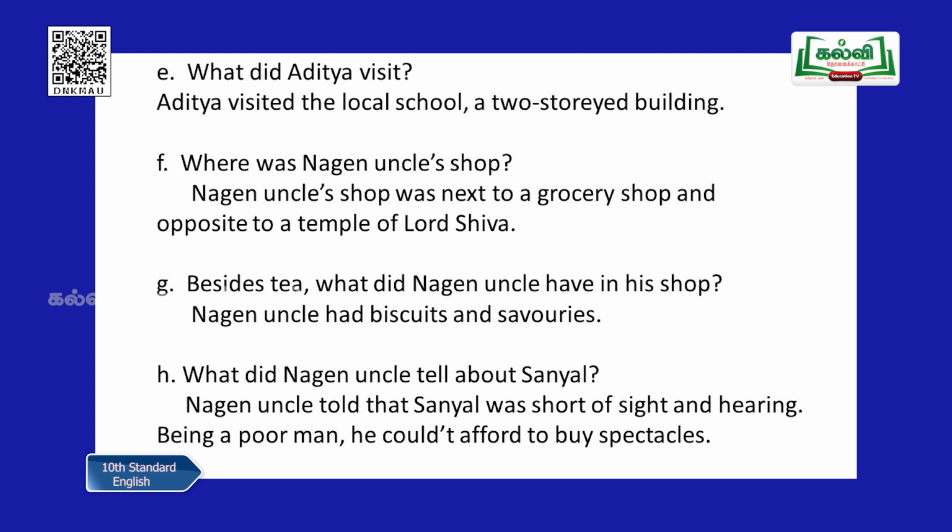Question H. What did Nagin uncle tell about Sanyal? Nagin uncle told something about Sanyal, right? What were the details given by Nagin uncle about Sanyal? Nagin uncle told that Sanyal was short of sight and hearing, short of sight.